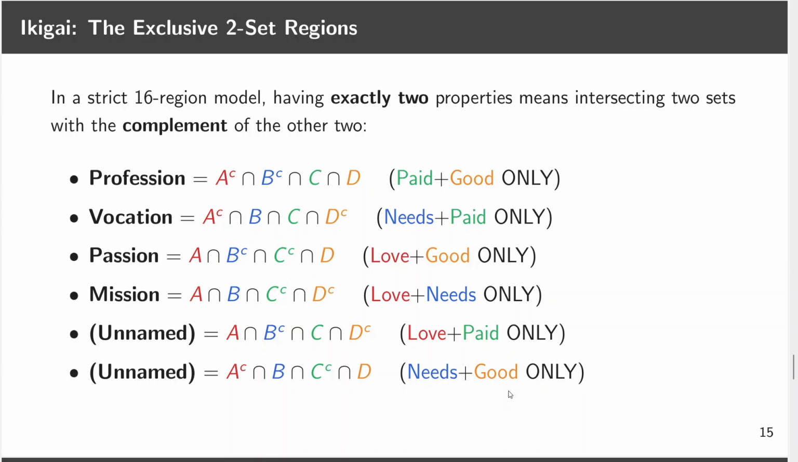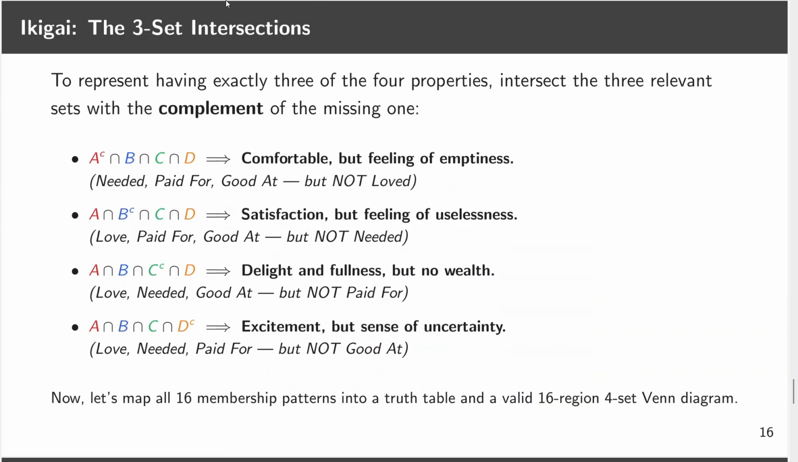Now let's look at the regions with exactly 3 memberships, where you answer yes to 3 of the 4 questions and no to just 1. These are the regions that come tantalizingly close to Ikigai, but fall just short in one dimension. The region where the world needs what you do, you can be paid for it, and you are good at it, but you don't love it. Mathematically, A complement intersect B intersect C intersect D. This is described as feeling comfortable, but with a persistent feeling of emptiness. You are successful by most external measures, but something is missing from inside.